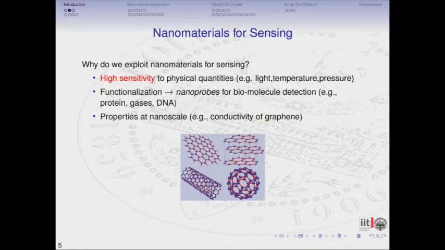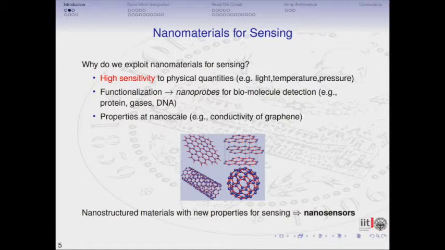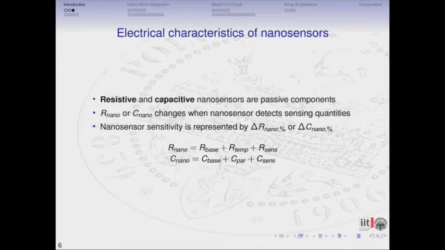But some materials at nanoscale show electrical properties that can be really different from the electrical properties at macro scale, as in the example of graphene. All these materials that can show interesting properties for sensing, hereafter I will refer to as nanosensors. And in particular to passive nanosensors, so only resistive and capacitive nanosensors.